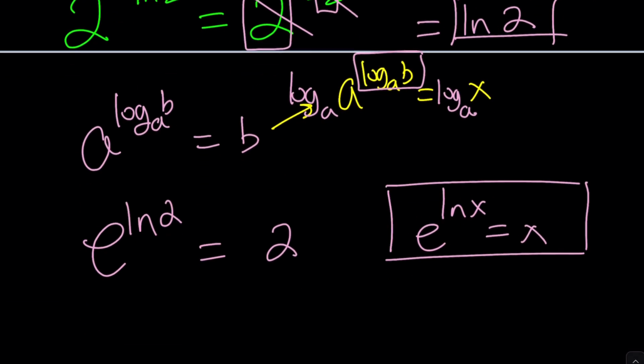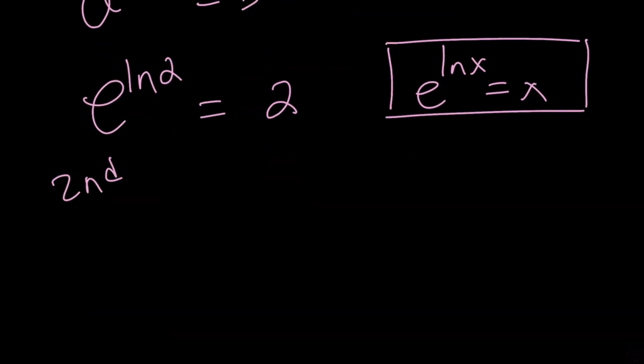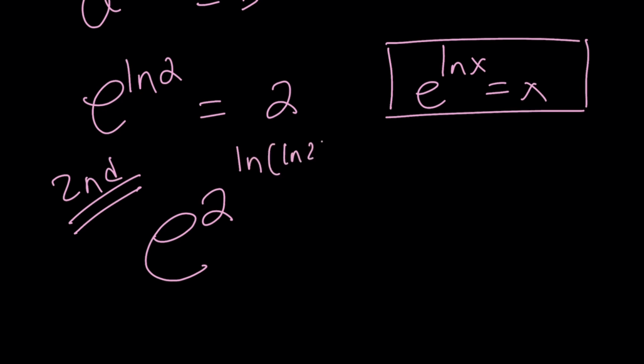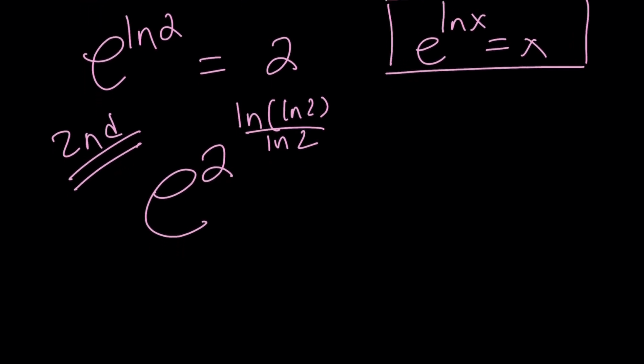Okay, so the second method for this problem is going to go as follows. Let me rewrite the original problem one more time. e to the power 2 to the power ln 2 divided by ln 2. Of course, you don't have to do it that way. There's a lot of different ways to do it. And do we really have to isolate 2 to the power something first? Can we not look at the whole thing?